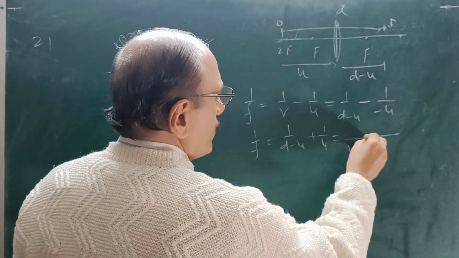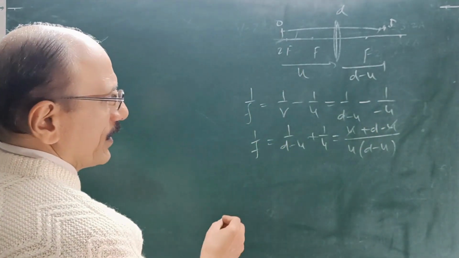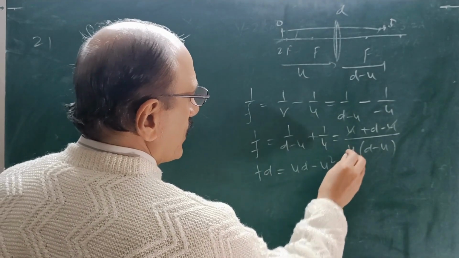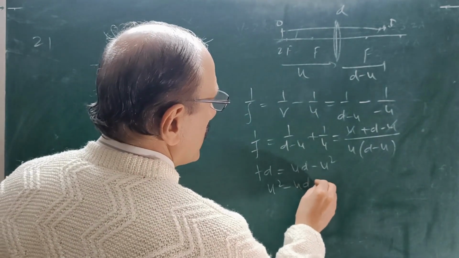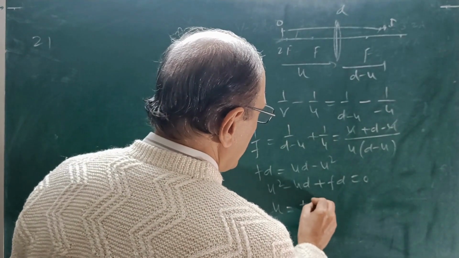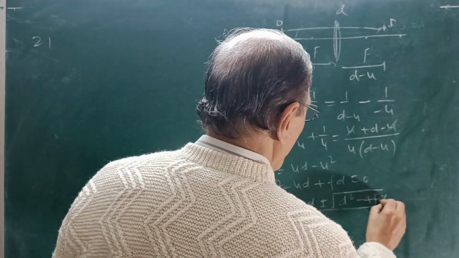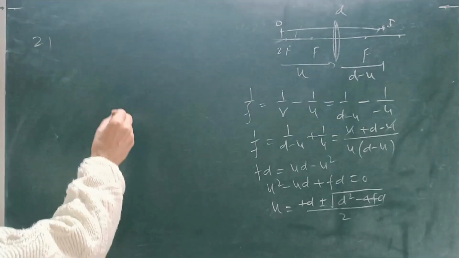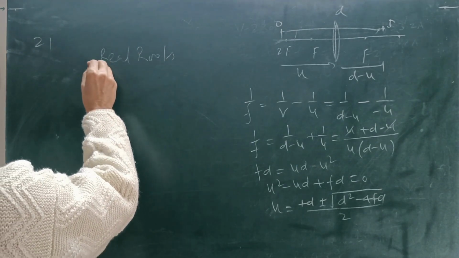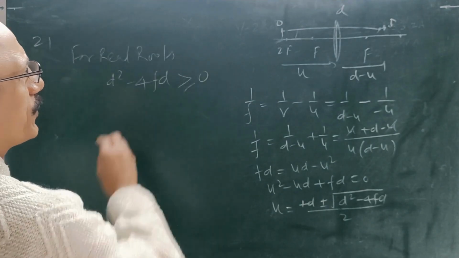That is, u into d minus u is the LCM, and it will be u plus d minus u, where the u gets cancelled out. So you have fd equals ud minus u square. So you will get u square minus ud plus fd equals 0. We can solve for u as d plus or minus under root d square minus 4fd, upon 2. For real roots of u, this d square minus 4fd should always be greater than or equal to 0.